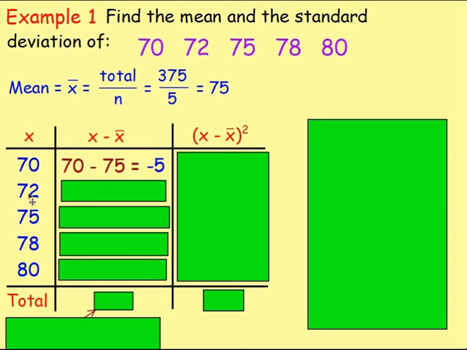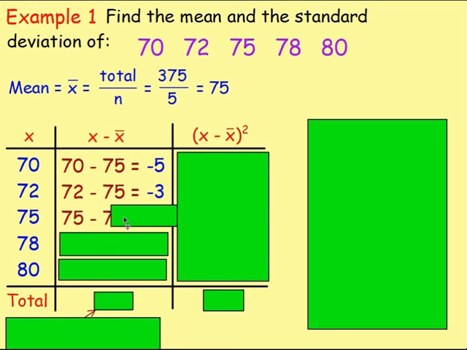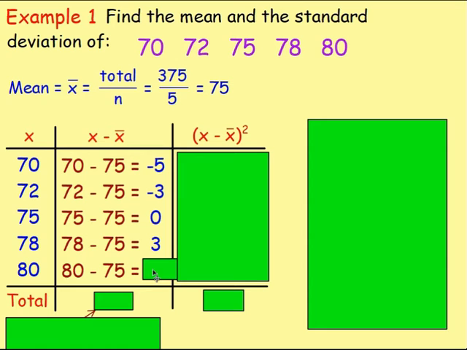After that, you have got 72 take away the mean. So 72 take away 75 gives you -3. Well done. If you do 75 take away the mean, so 75 take away 75, that gives you 0. Well done. After that, you've got 78. So 78 take away the mean. 78 take away 75 gives you 3. Well done. And after that, you've got 80 take away the mean of 75, and that gives you 5. Well done. Fast talking, Frank.